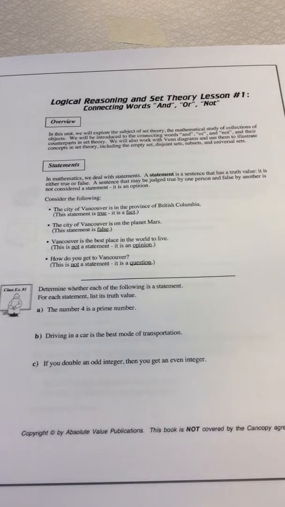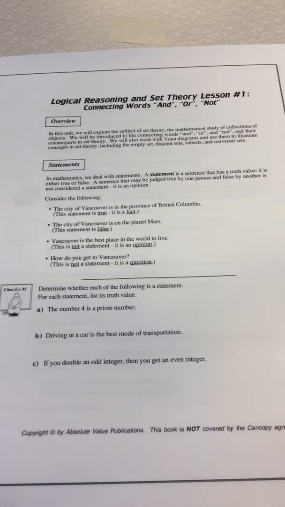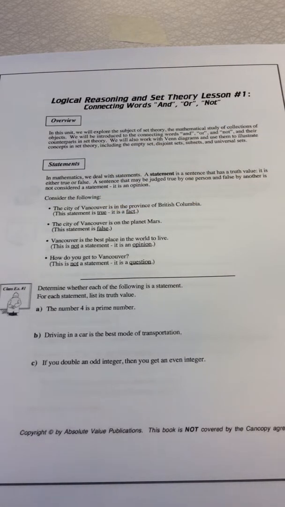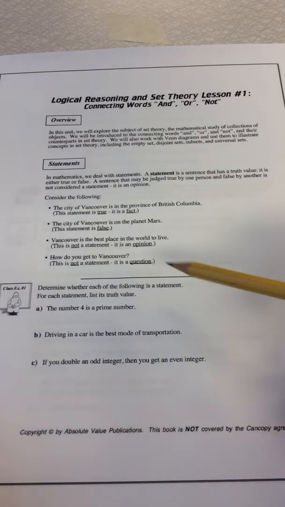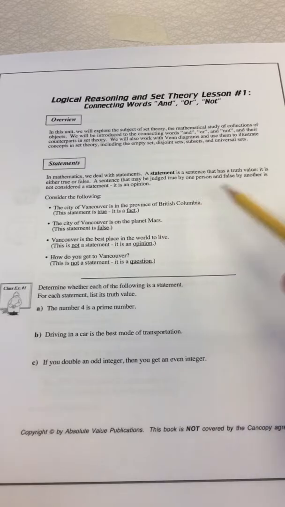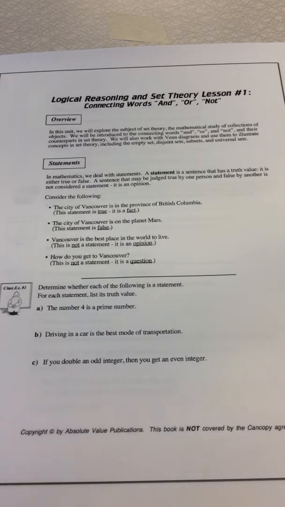That sentence may be judged true by one person or false by another. That's not a consideration, that's going to be an opinion. So when we're looking at a statement in math, we're really looking at, is it true or is it false? Let's take a look at a few examples. Consider the following: the city of Vancouver is in the province of British Columbia. This statement is true, it's a fact.